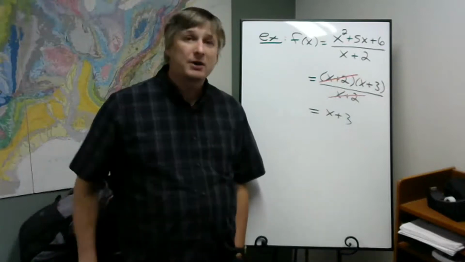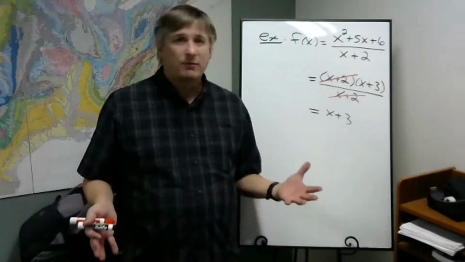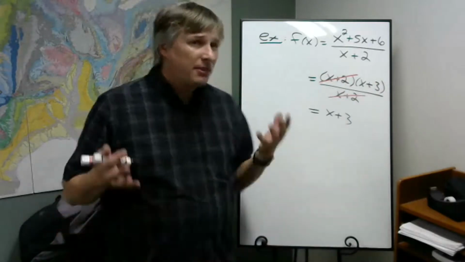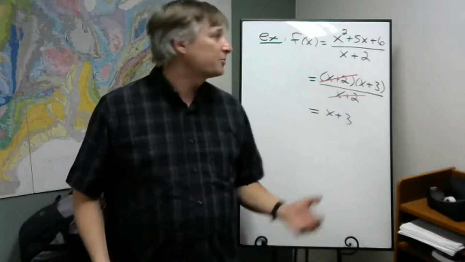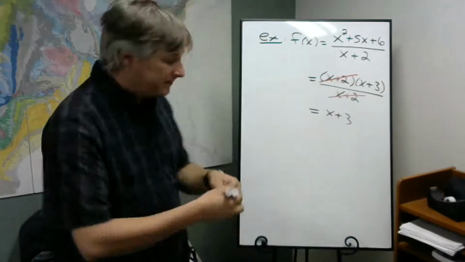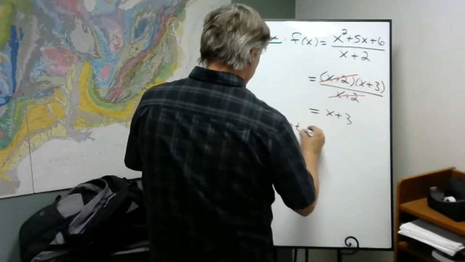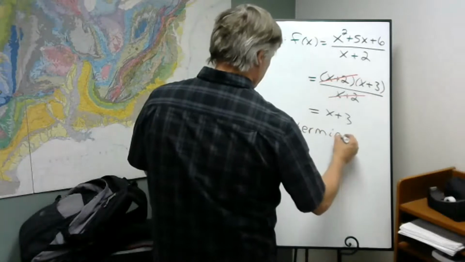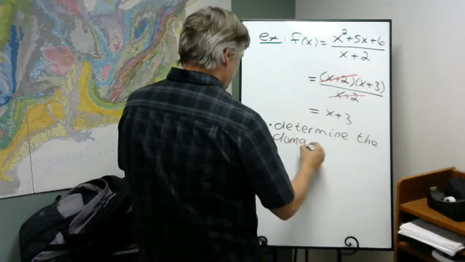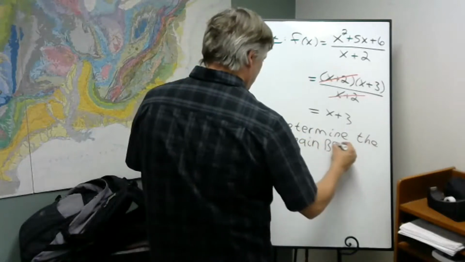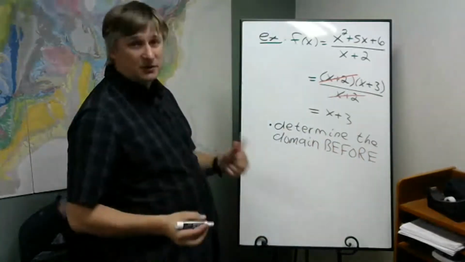So let me ask you a question here. What's the domain of this rational function? Well, when we talk about the domain of a rational function, we don't think about the reduced or simplified version of it. We work with the function before it's simplified. So determine the domain before reducing or simplifying.